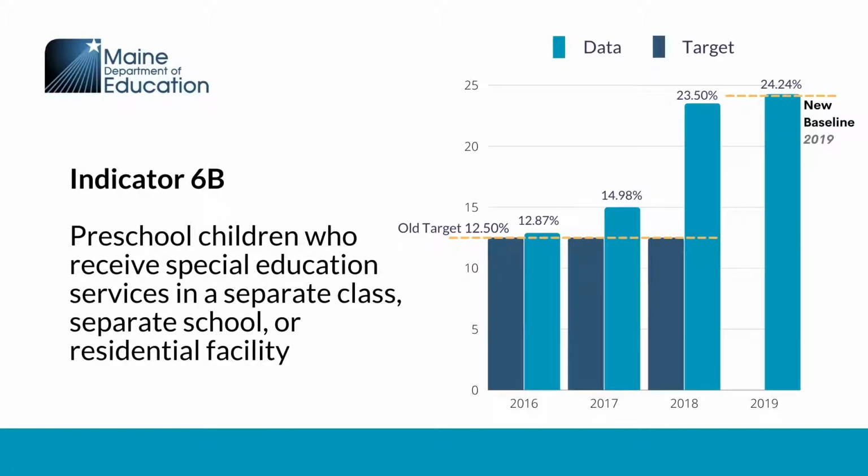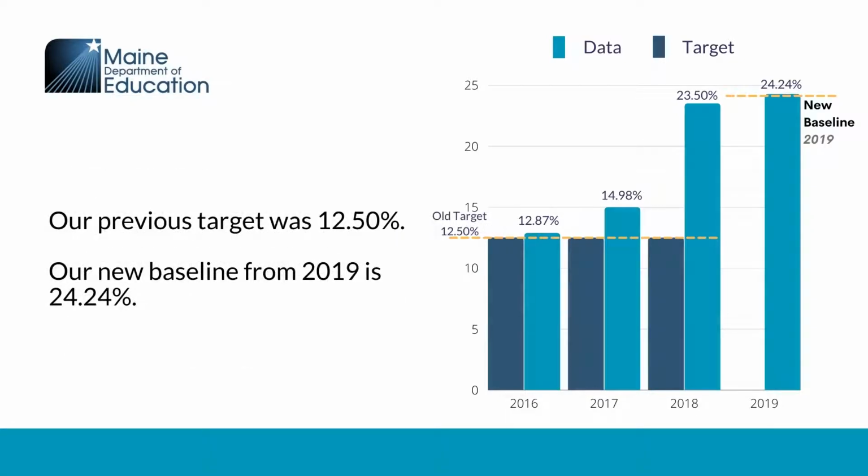Indicator 6B is the percent of preschool children who receive their special education services in a separate education class, separate school, or residential facility. We want the percentage for 6B to be low because we want fewer students receiving their services in a separate class in schools. Instead, we want more of them attending regular programs and receiving the majority of their special education and related services in programs with their typically developing peers. We will want to see our target percentage decrease below the current baseline of 24.24%.